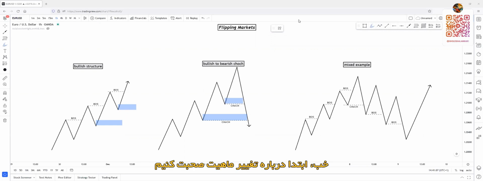Okay, first let's talk about the change of character. What is a change of character? It's when the market structure changes to bullish from bearish, or changes to bearish from bullish. So basically, it's the change in the overall trend.